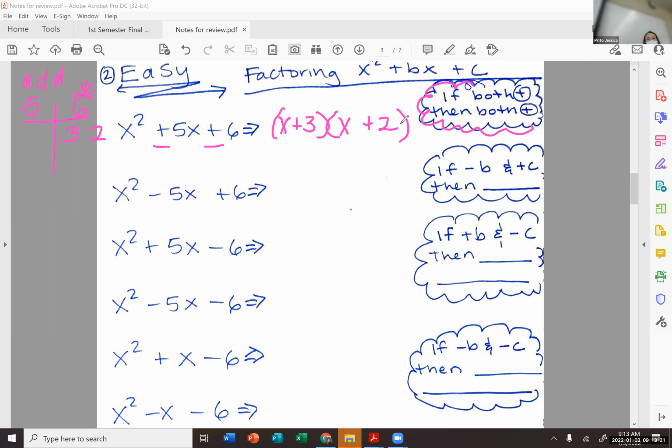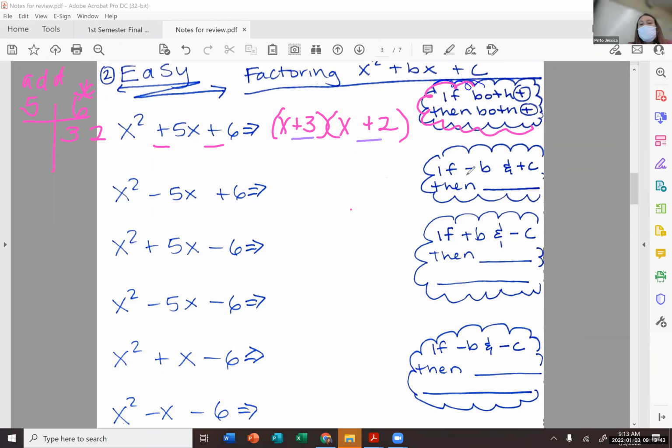But what's really, really important are these little bubbles. So if both are positive, then both of the binomial signs are positive as well. 2 positives add to a positive, and 2 positives multiply to a positive.